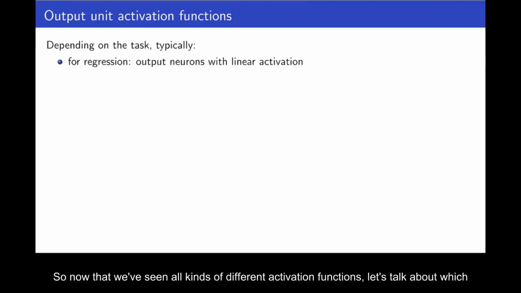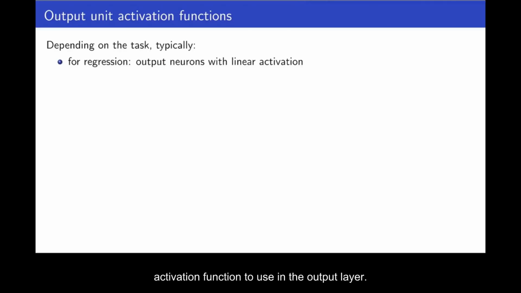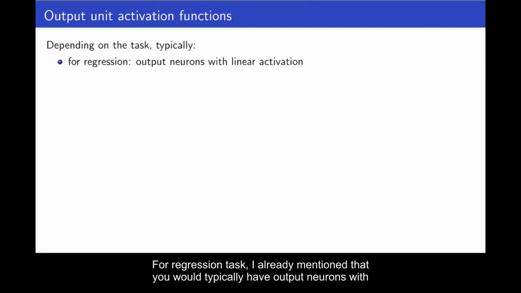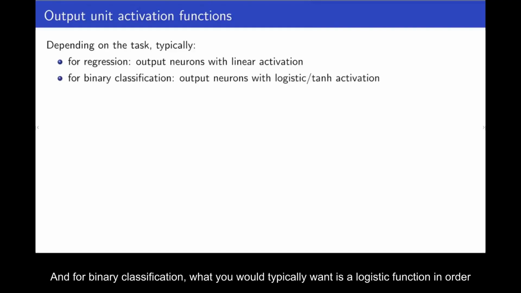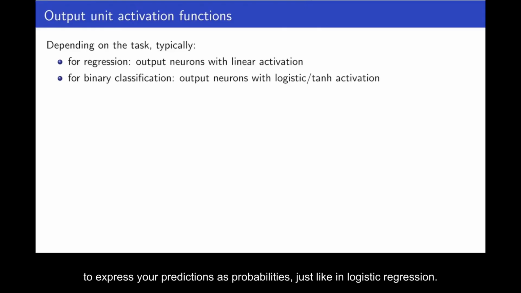So now that we've seen all kinds of different activation functions, let's talk about which activation function to use in the output layer. The choice for this typically depends on the task. For a regression task, I already mentioned that you would typically have output neurons with a linear activation function. And for binary classification, what you would typically want is a logistic function in order to express your predictions as probabilities, just like in logistic regression.